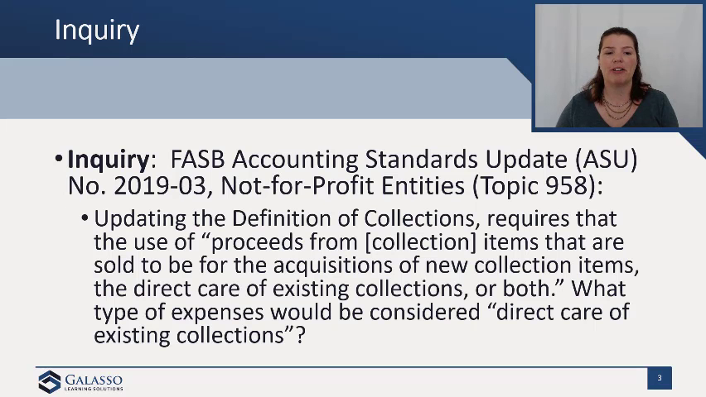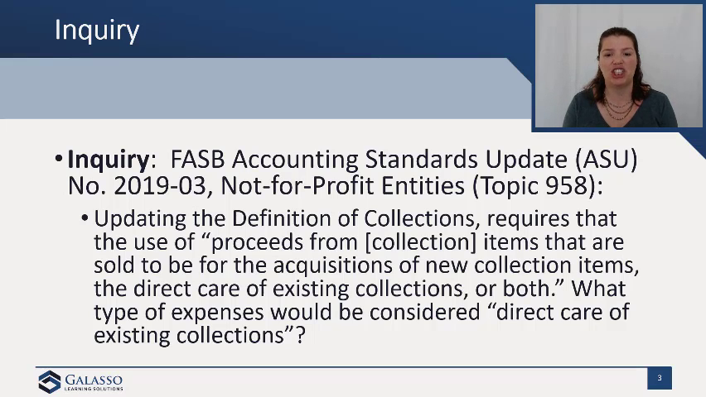So a little bit of a background here. So this was an inquiry, and it says FASB ASU number 2019-03, updating the definition of collection, requires that the use of proceeds from collection items that are sold to be used for the acquisition of new collection items, the direct care of existing collections, or both. And so basically, when we looked at the policy, there are certain requirements that you have to meet in order to be a collection, right?